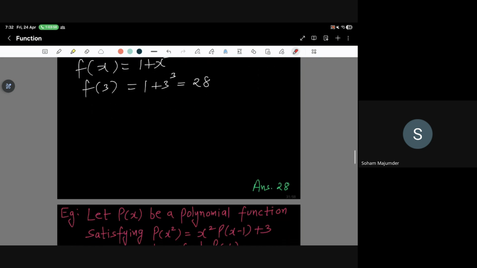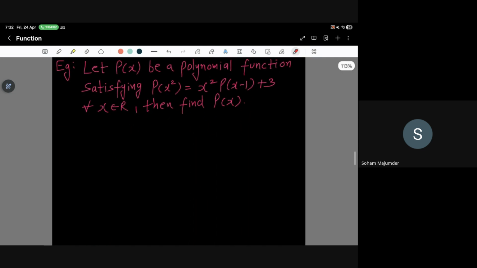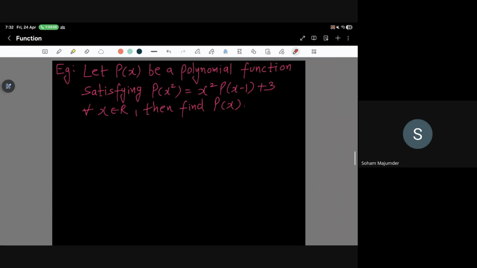Okay, let's do one more question together. The next question you will try. Now this is not related to your functional equation because this is not following that functional rule. This is based on your general polynomial function.